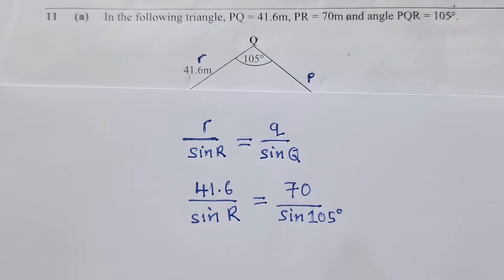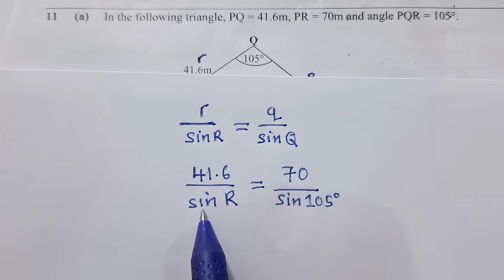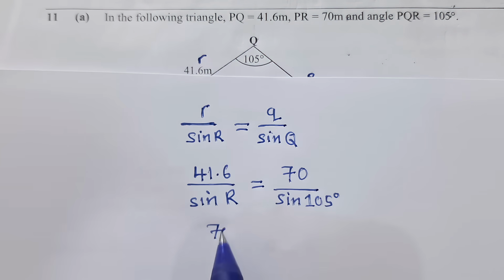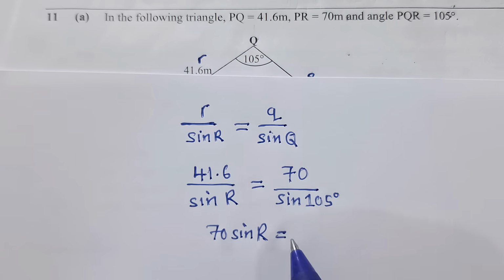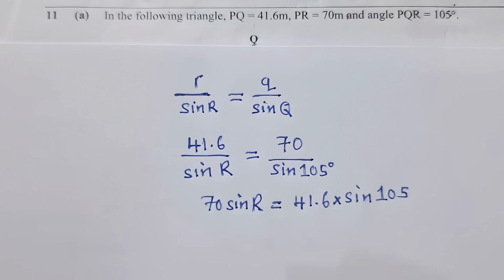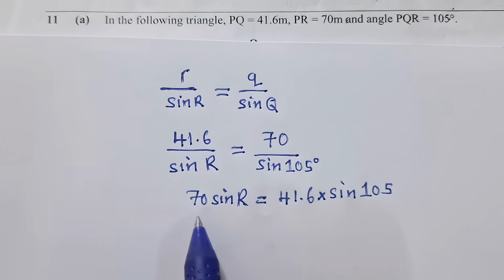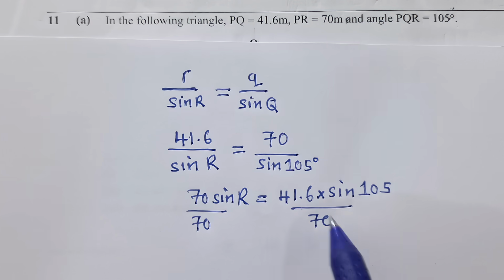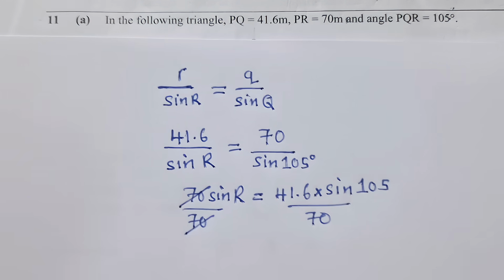So now from this stage, we cross multiply. So we have sine r times 70. This is giving us 70 sine capital R, which is equal to 41.6 times sine 105. So from this stage, we shall divide. We are solving for R, so we shall divide by 70, divide by 70. This 70 and 70 will cancel.